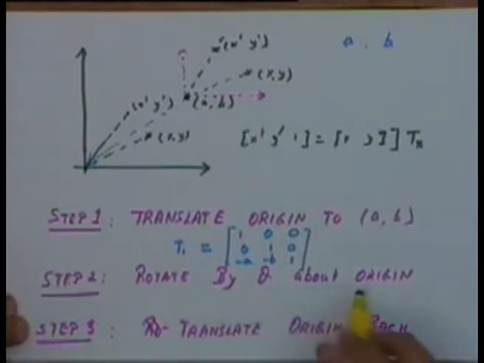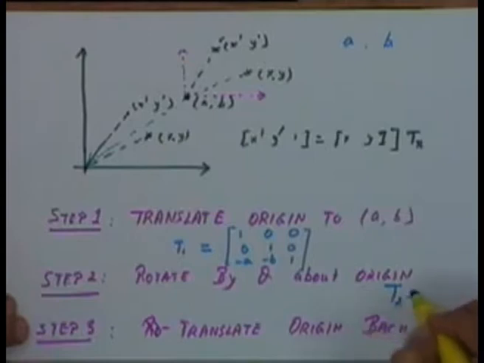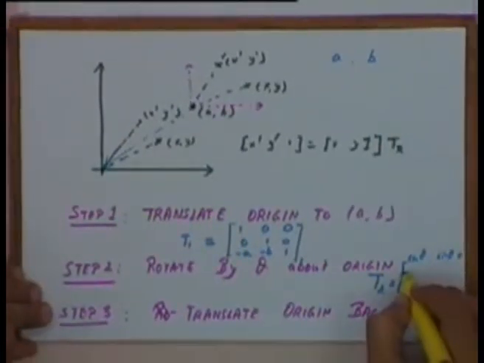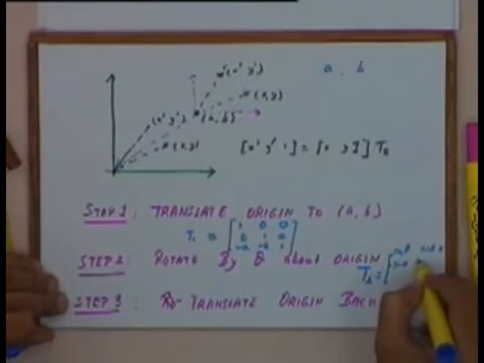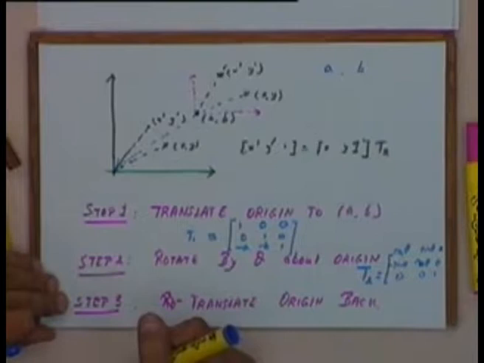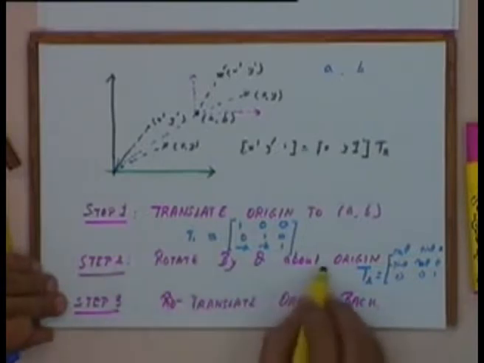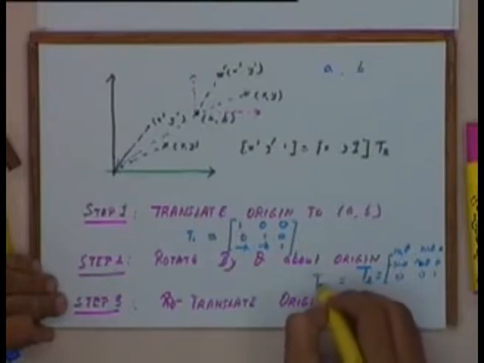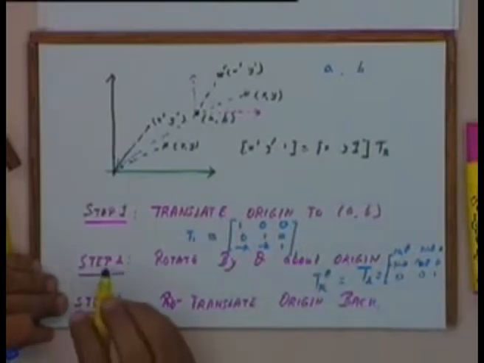Then we have to rotate by theta about the origin. What is the transformation matrix for that? The same as the one for rotation: cos theta, sin theta, 0; minus sin theta, cos theta, 0; 0, 0, 1. For rotation about the origin, we will use the same matrix as that meant for rotation by an angle theta.